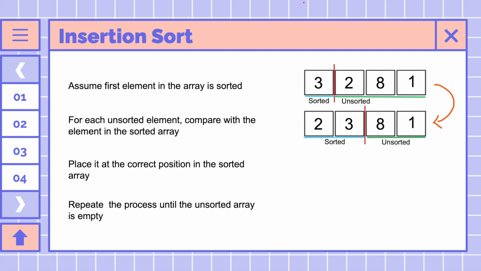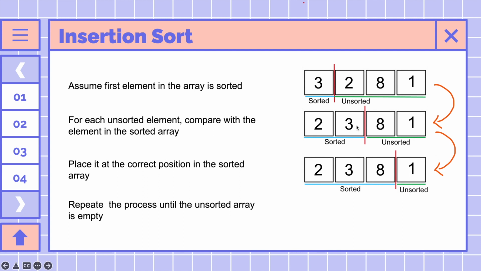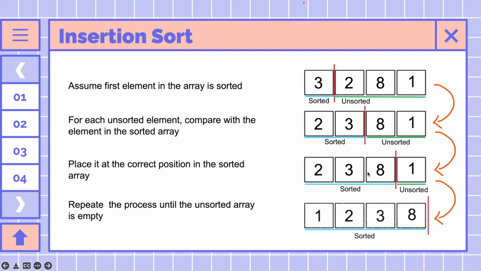Now we will pick the next number in the unsorted array, number 8, and compare it with the elements in the sorted array. 8 is bigger than 2 and also bigger than 3, so it will be placed behind 3. And finally, the last number in the unsorted array is 1, and we will compare it with the elements in the sorted array. 1 is smaller than 2, smaller than 3 and also smaller than 8, so we will put it at the beginning of the array.